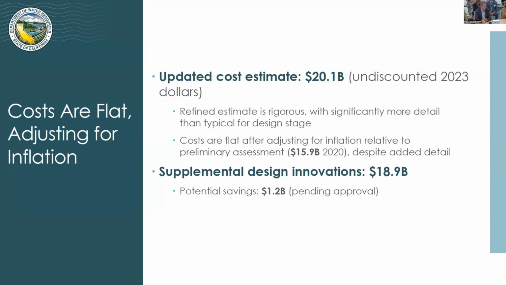So the overall effect of inflation on the benefit cost assessment is kind of secondary. But we do account for increases in costs and benefits due to inflation. And we also, as a sensitivity analysis, look at what happens to the benefit cost comparison if the supplemental design innovations that Graham was talking about come to pass.